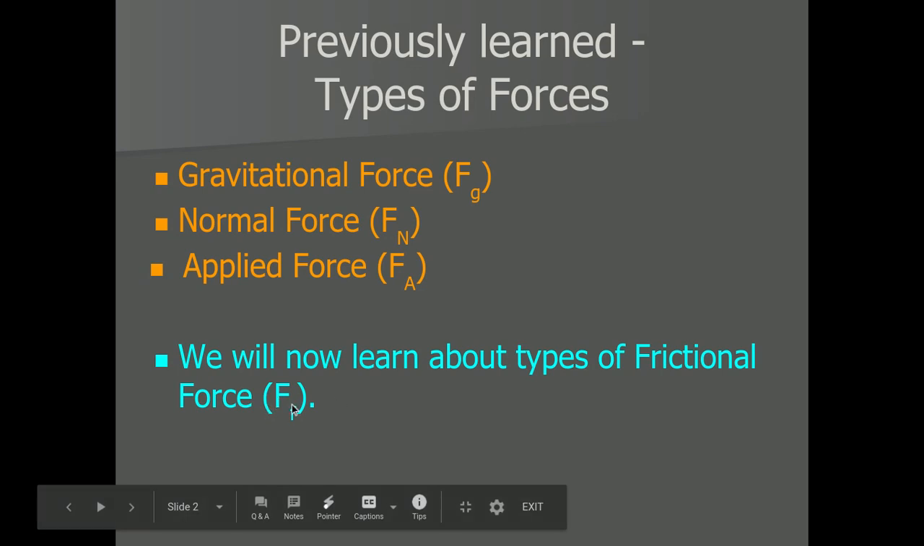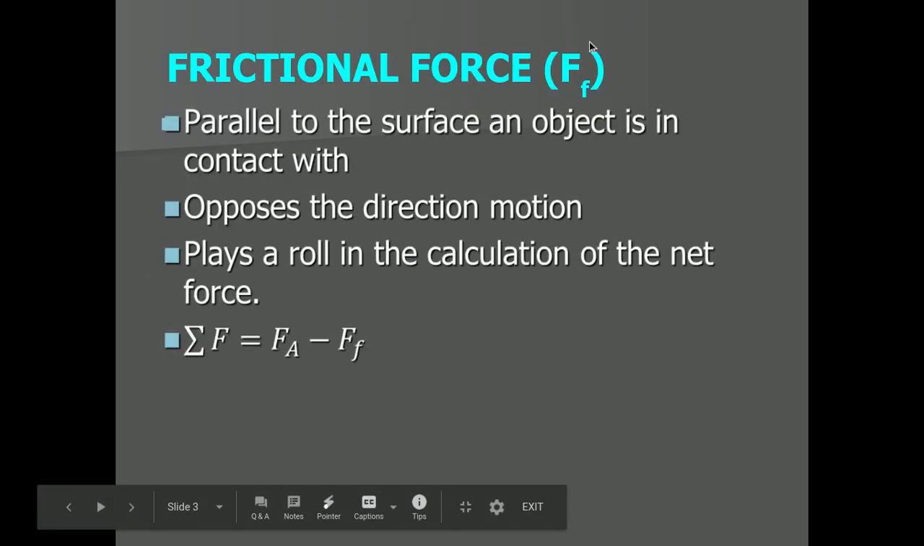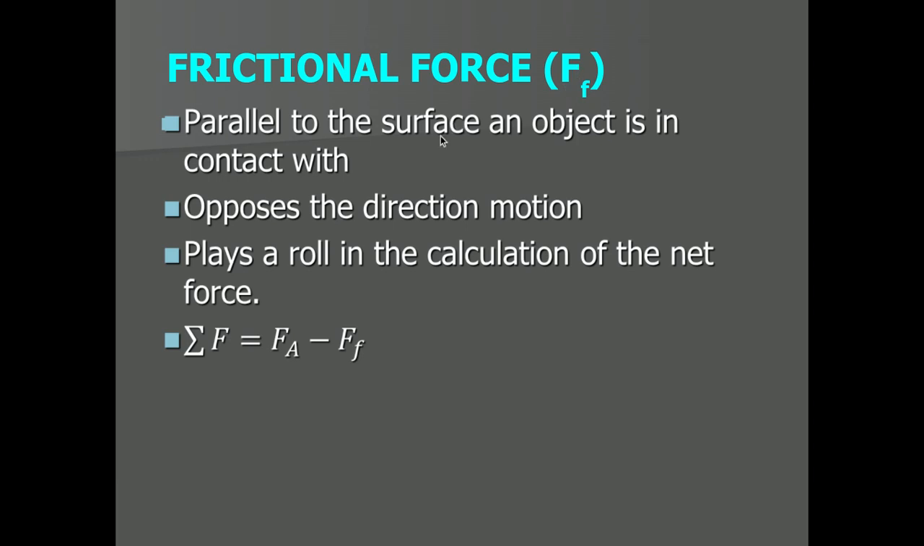So we're going to learn about the different types. Frictional force is represented by F of F. It is parallel to the surface an object is in contact with, and it opposes the direction of motion of the applied force. So it's the opposite of F of A. It plays a role in the calculation of net force.